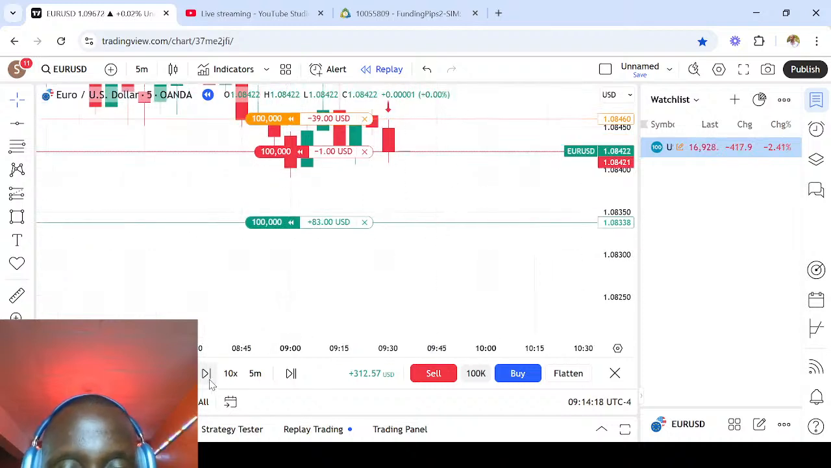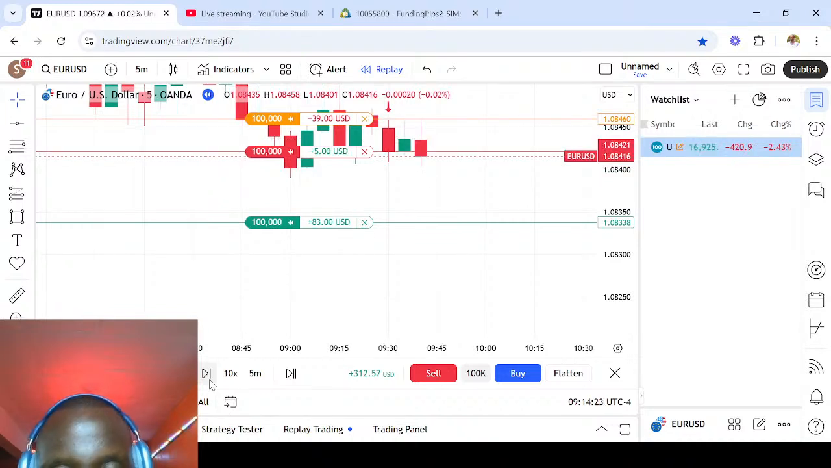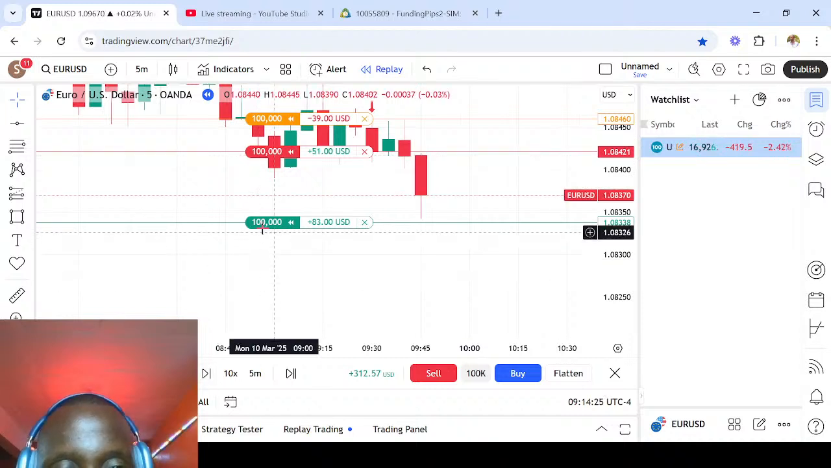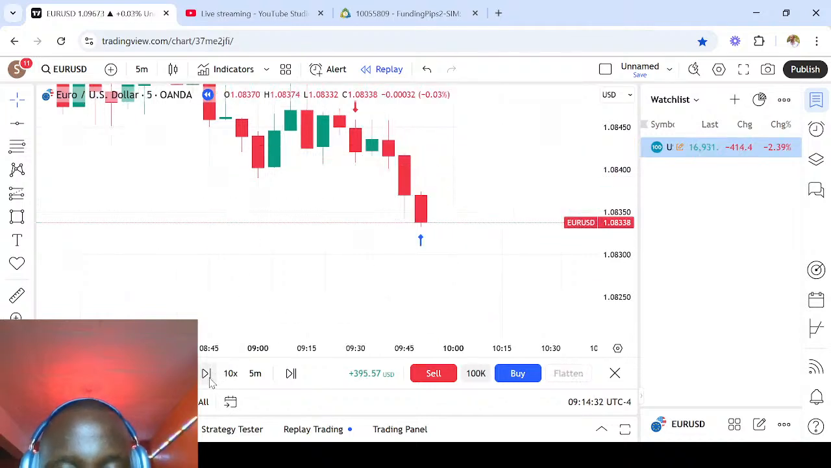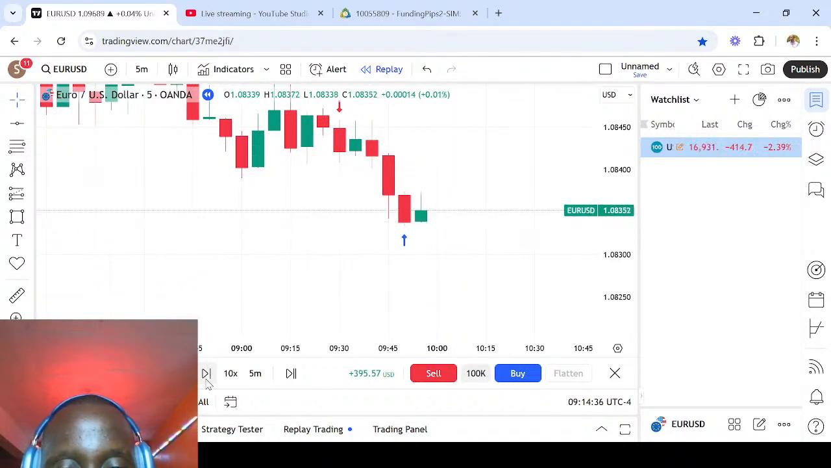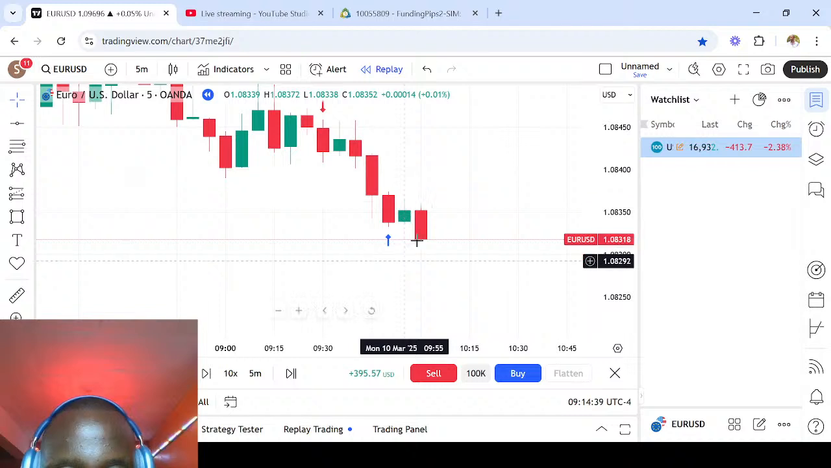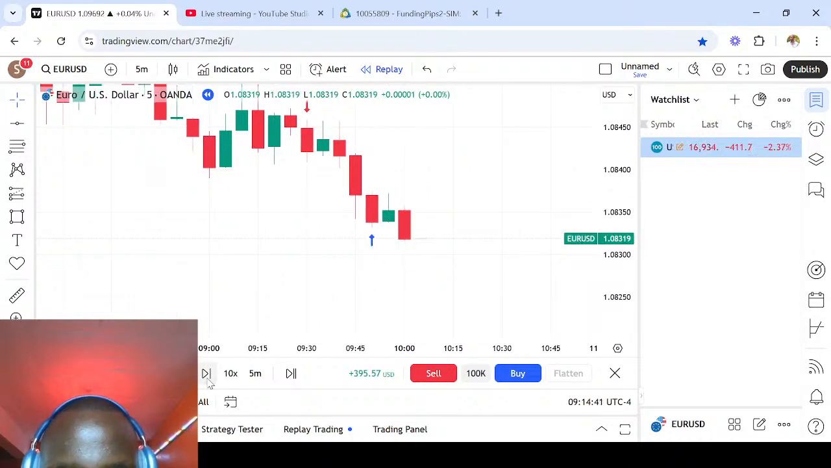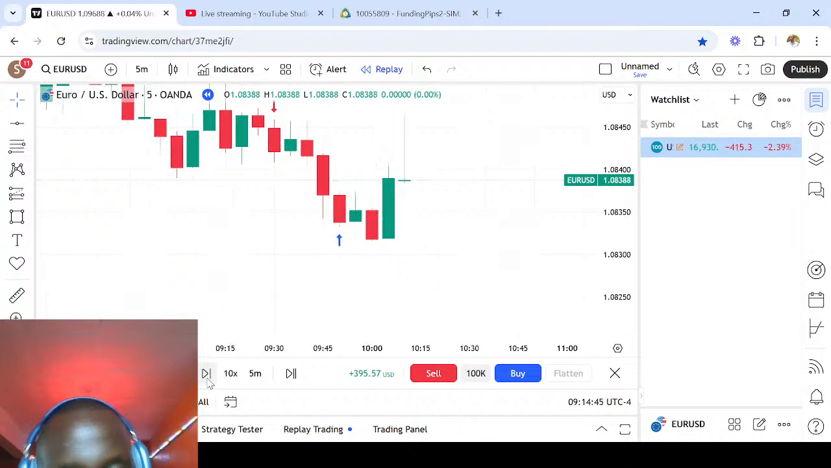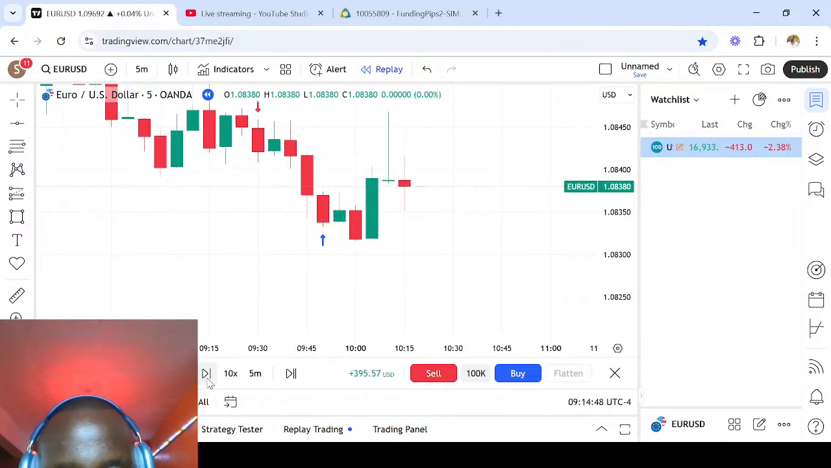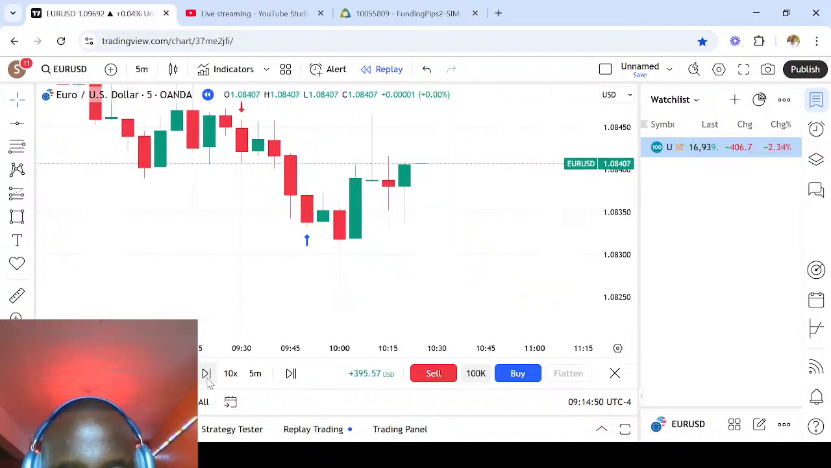Let's see. Right off the bat, are we surviving this one? Are we surviving this one? We move to break even. That's what I'm talking about. Then that's our reversal signal. We wait for either a continuation or a reversal. We need that confirmation. Nope. Nope.